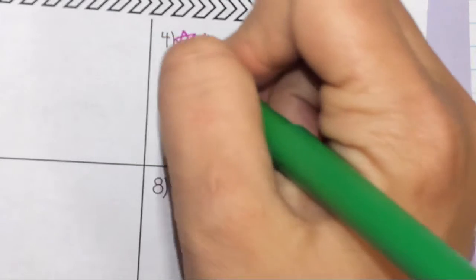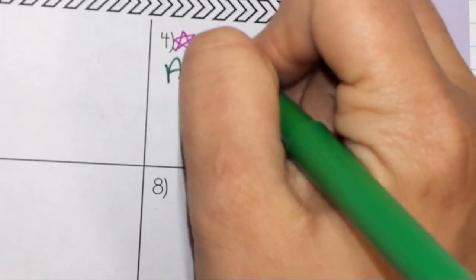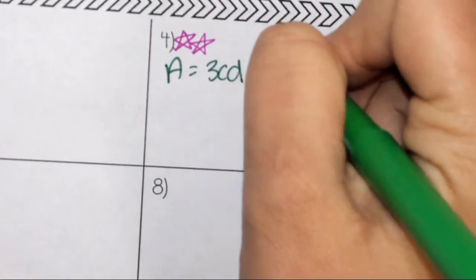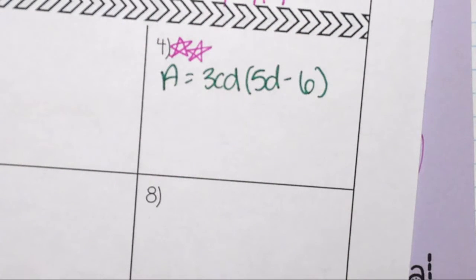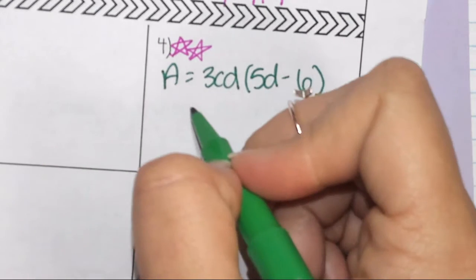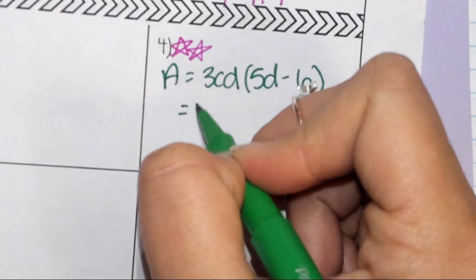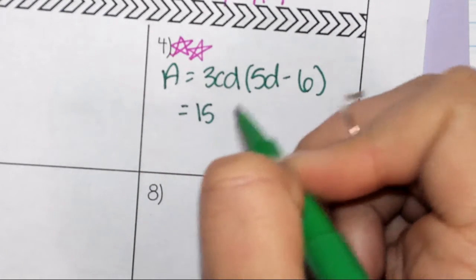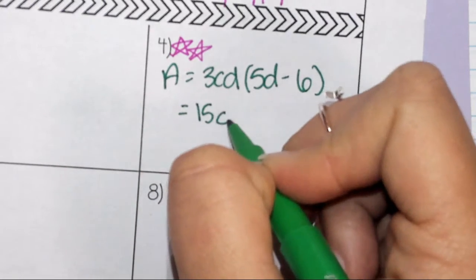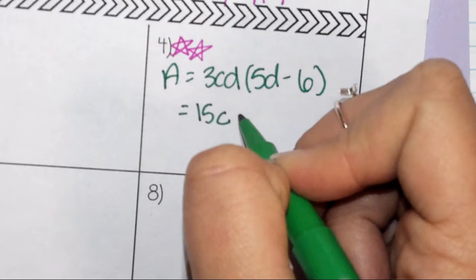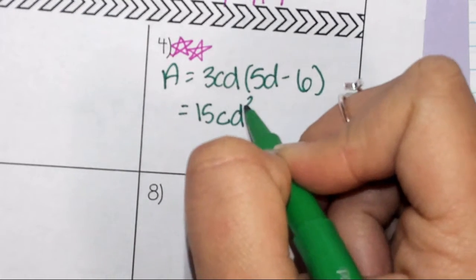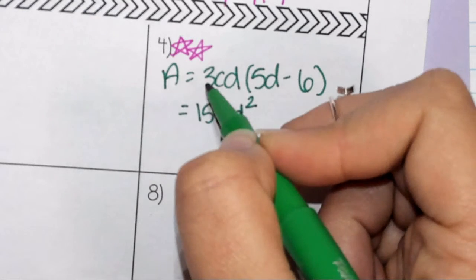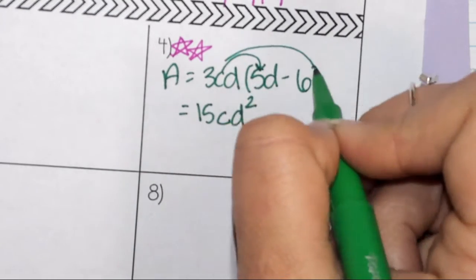So, for number 4, we're going to multiply 3CD times 5D minus 6 because we are awesome. Are you ready to distribute? Okay, what's 3 times 5? 15. Do I need to have a C in my answer? Yes. And what's D times D? D squared. Now we need to multiply it also by negative 6.